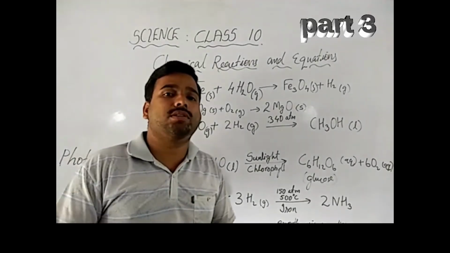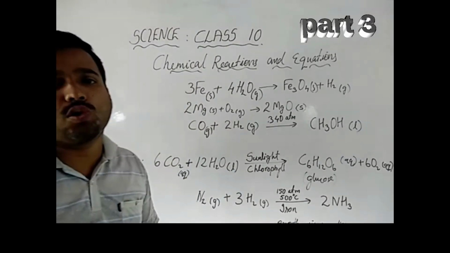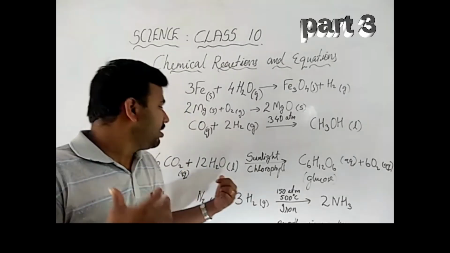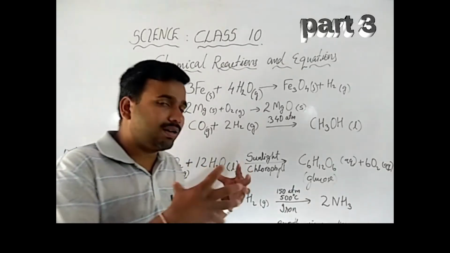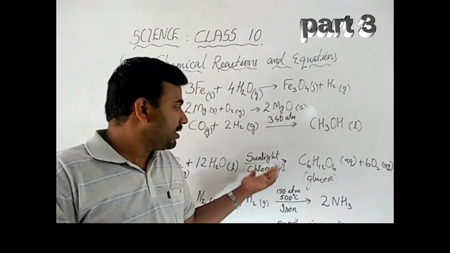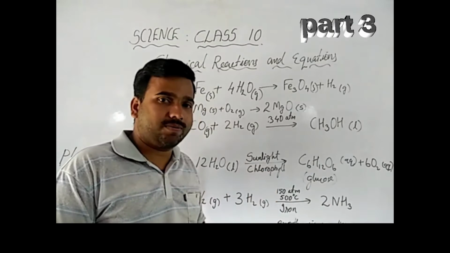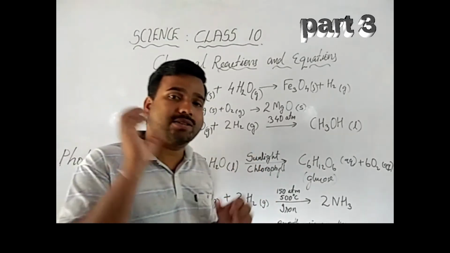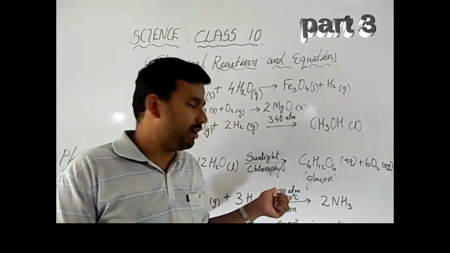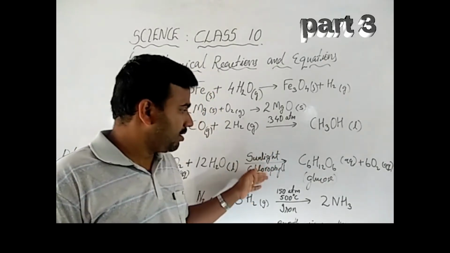And now let us look at the next reaction, which is very important for us, and also very essential for human beings, animals and every living being to survive. That is photosynthesis. See, during photosynthesis, what is happening? Carbon dioxide reacts with water. This reaction is happening with the help of sunlight, and it is taking place in the chlorophyll. See, sunlight is very essential for photosynthesis, and this reaction is taking place in chlorophyll. So we write these conditions just above or below the arrow mark.